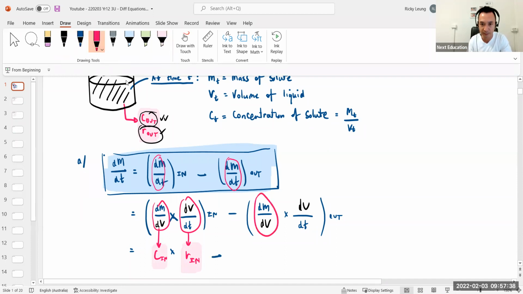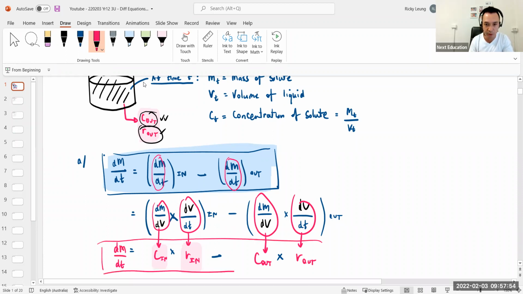I'm going to replace this and this with concentration out times rate of flow out. Once you have this as your dm dt, this is powerful. This is going to help you solve all questions going forwards. So from the blue, that makes sense. The pink is what we're going to use.